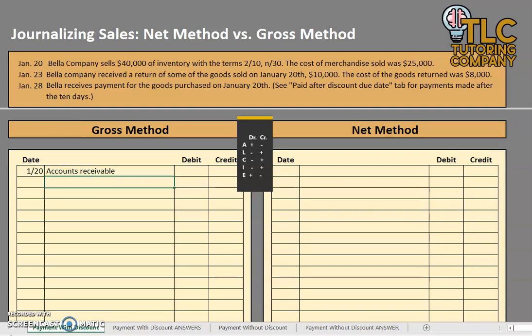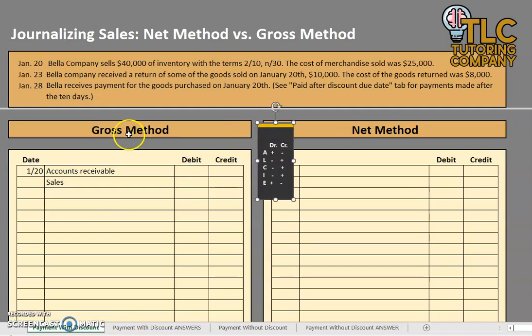The other account that's going to be affected by this sales price is sales. Now keep in mind, sales are going up. That is an income account, so we are going to credit it to recognize it going up. Now the gross method does not take into account this discount until the date of payment. So they are going to ignore the discount for now, and they are going to record the amount of the sale at the gross amount.